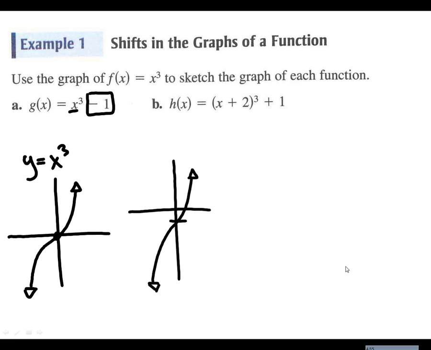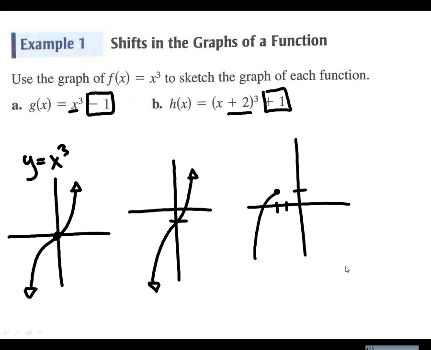and that's going to be our shift. And for our second one, we've got two shifts going on here. We have a vertical, up 1, and in here we're going to go left 2. So we're going to go up 1 and left 2, and that becomes our important point on which we're transitioning our x cubed graph.